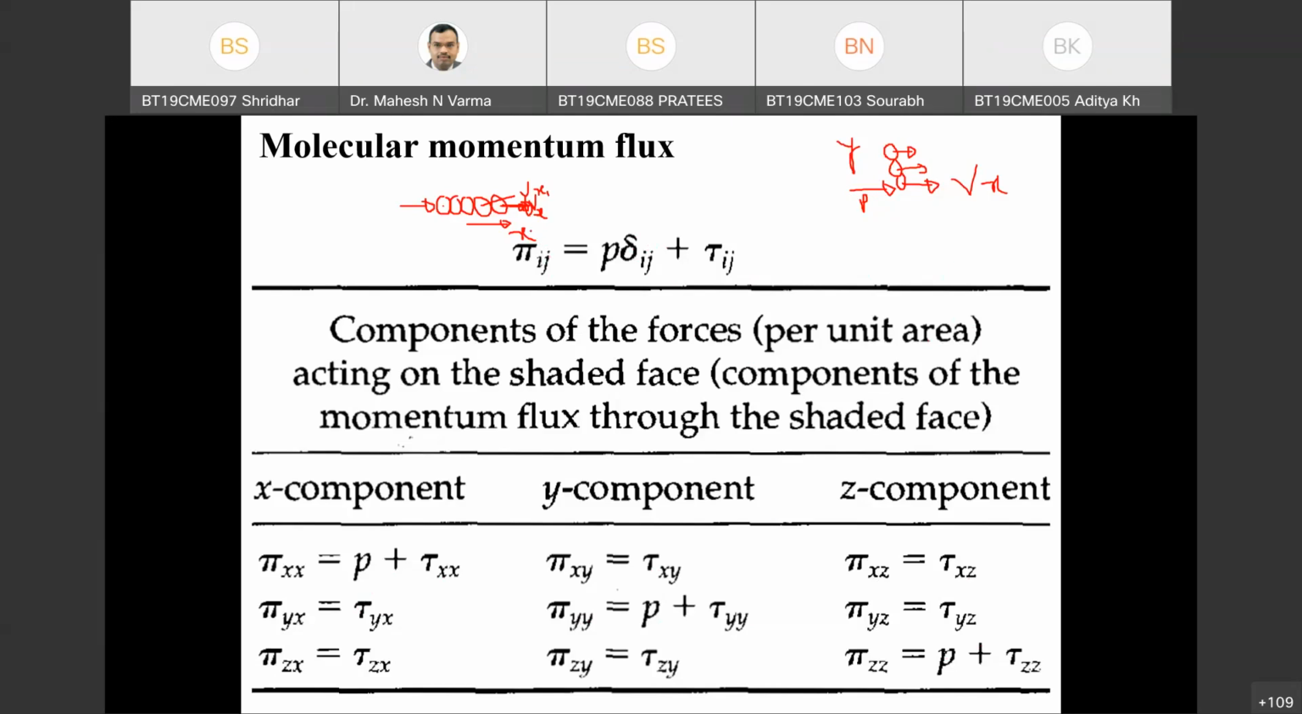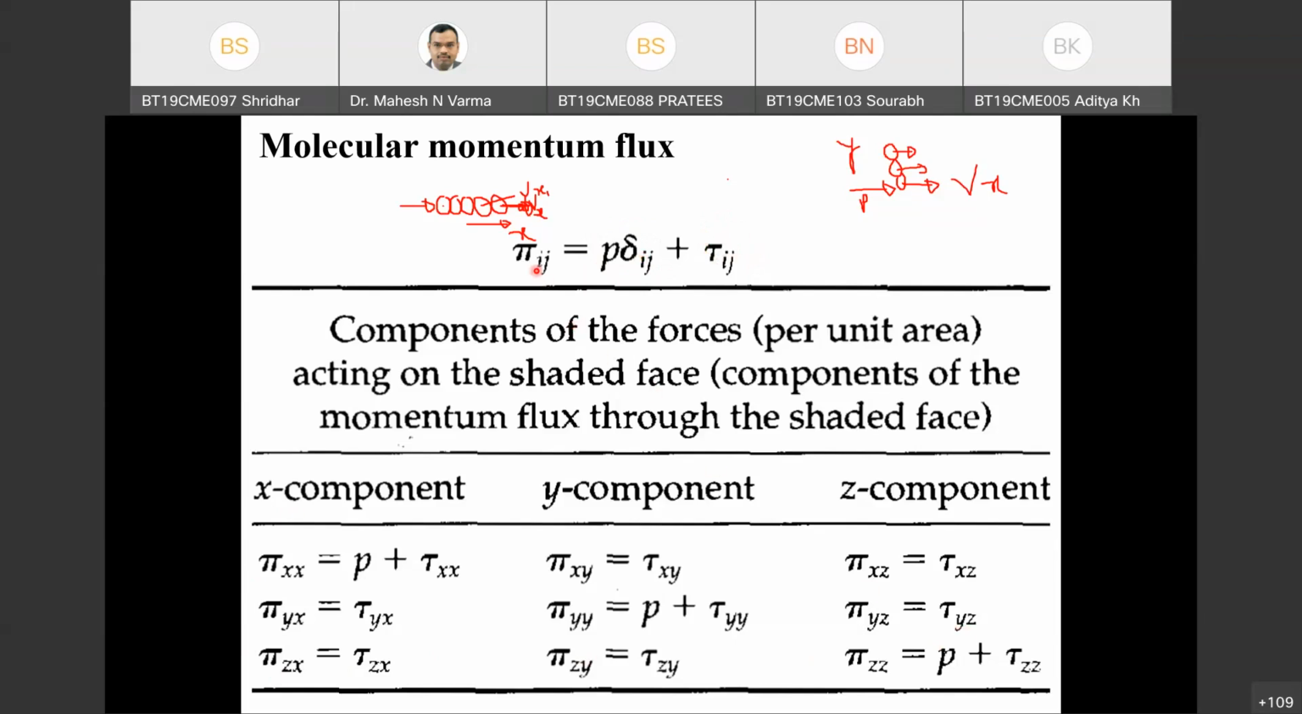You can see the importance of mathematics from this equation. This is the compact form of this equation. This is the molecular momentum flux. This molecular momentum flux consists of molecular momentum flux because of pressure forces and molecular momentum flux because of viscous forces. Now I can get back all these 9 components.